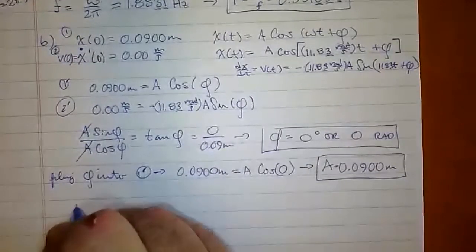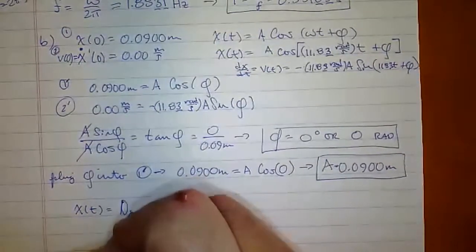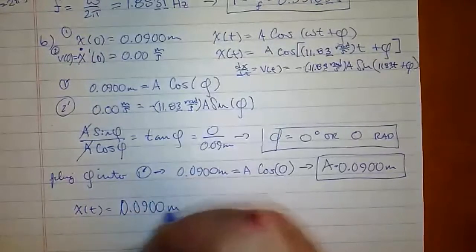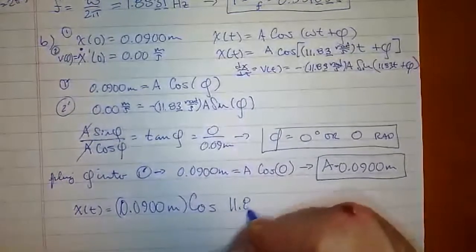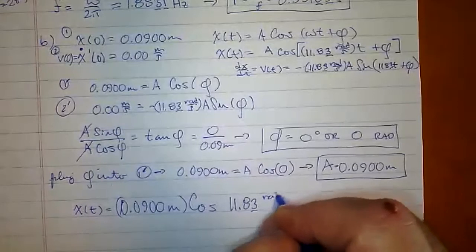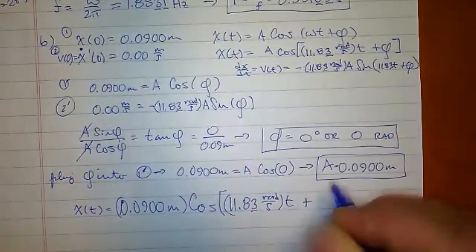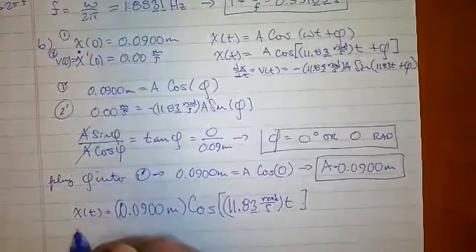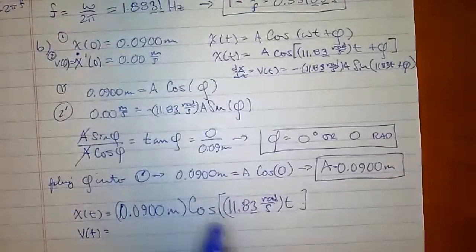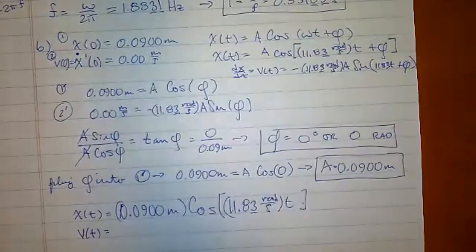So we now can say x of t is equal to 0.0900 meters times cosine of 11.83 radians per second times t. And of course, there's no phi in it, so I can just leave that off. And then v of t is going to be 11.83 times a times -1.